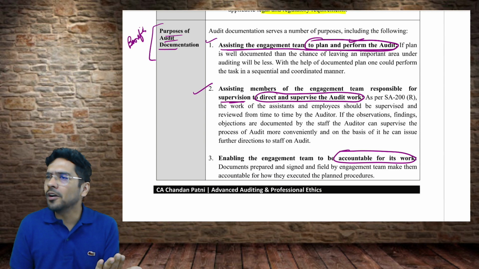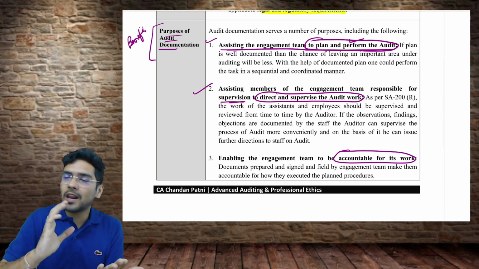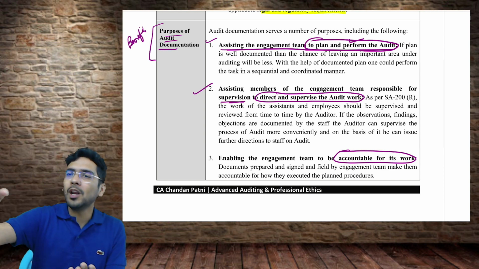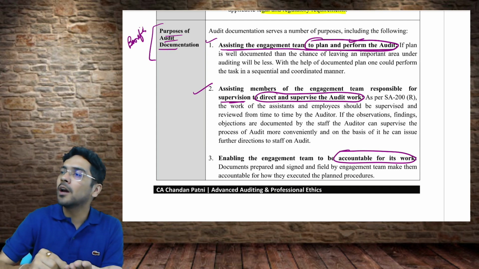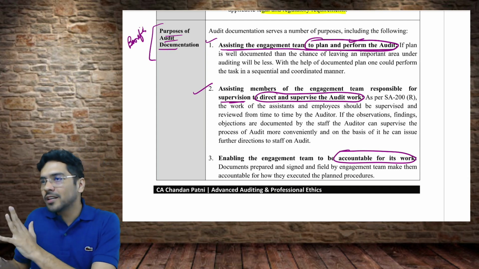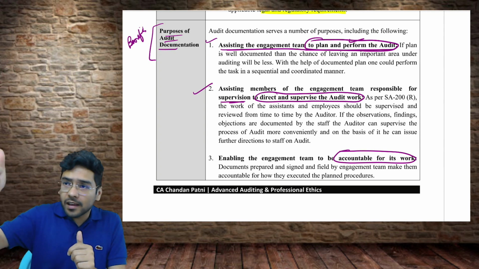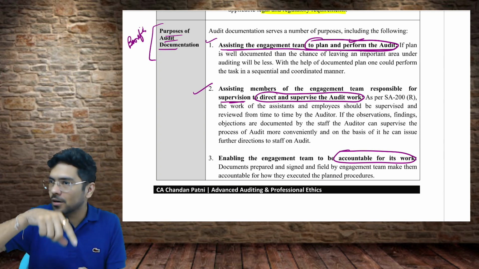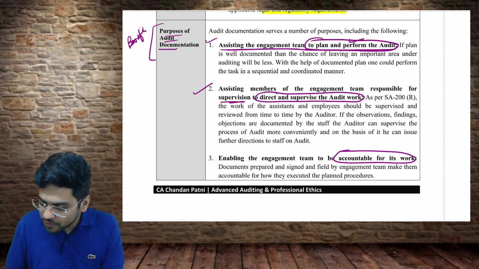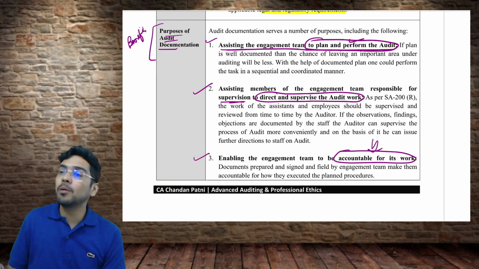Hey, who checked the inventory portion? So you know what will happen in all the working papers? If inventory was handled by her, she will be putting her signature. So 2 months down the line, 6 months down the line, can I basically hold her accountable for checking the inventory aspect? Yes. So it says it enables the engagement team to be accountable for their work.